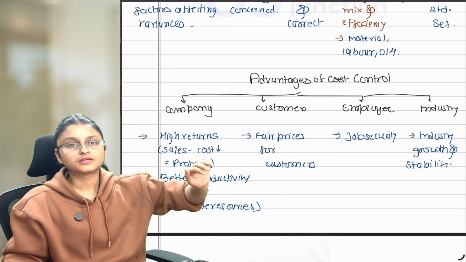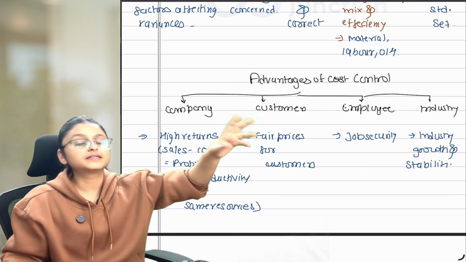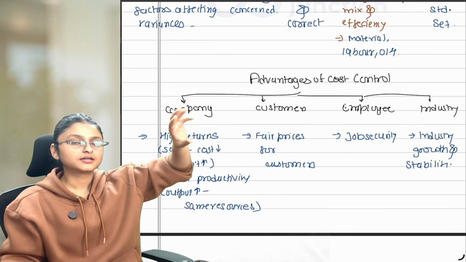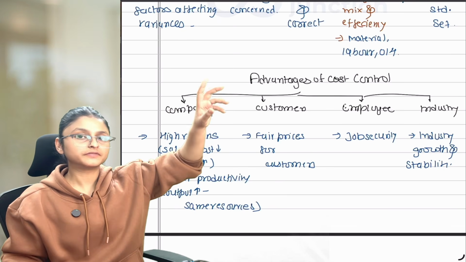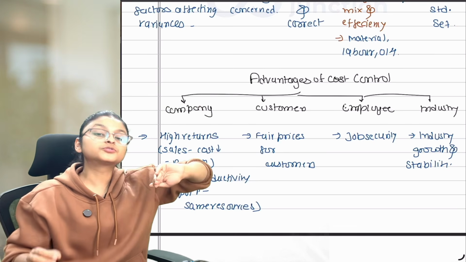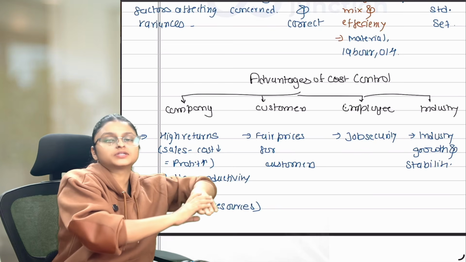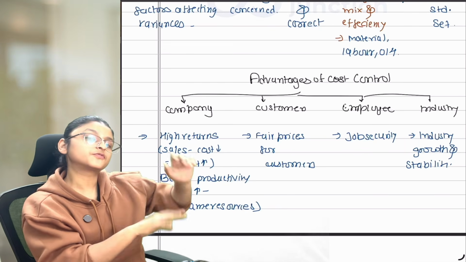First one is company. What company gets as an advantage from cost control? Company earns high returns. Company is able to achieve higher productivity. Company is able to use its resources efficiently. And company is able to get a strong credit worthiness, right? So these are the benefits for the company.